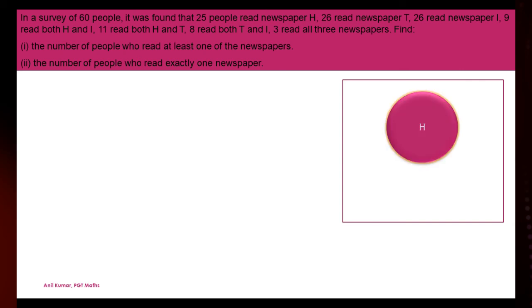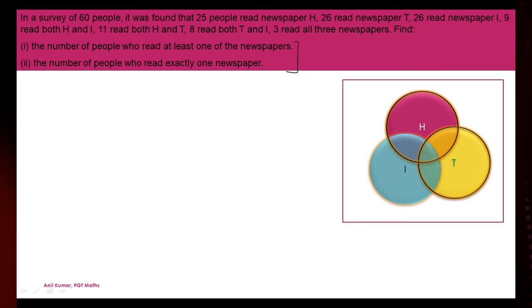Okay, so this is my H, T, and I. So these are the 3 sets. So first of all, now we will divide them into disjoint sets, so that we could find out all the results. Okay, so let me mark all the disjoint parts. Let me mark it as A, B, C, this disjoint part D, E, F, and G, and all together, let's see, this will become the union of H union T union I. So number of people in universal set is 60.